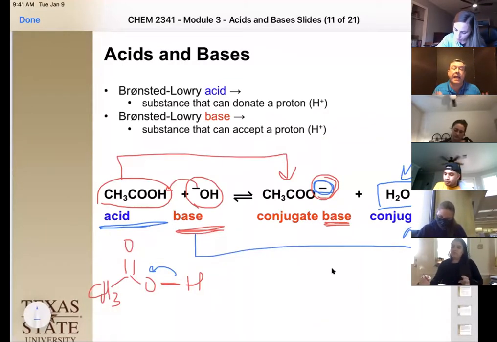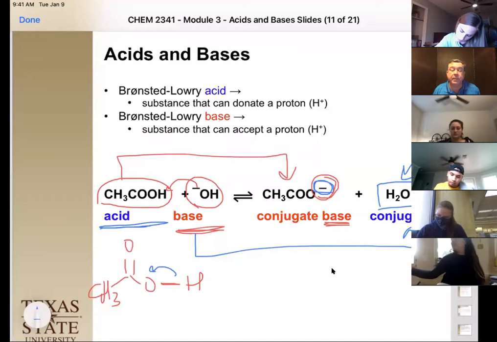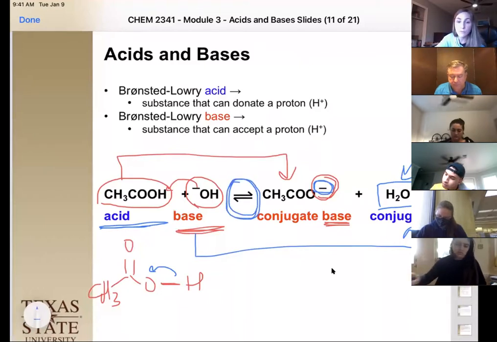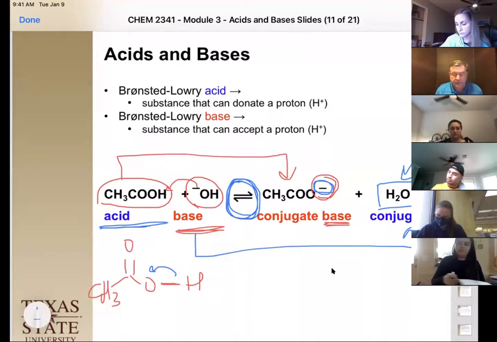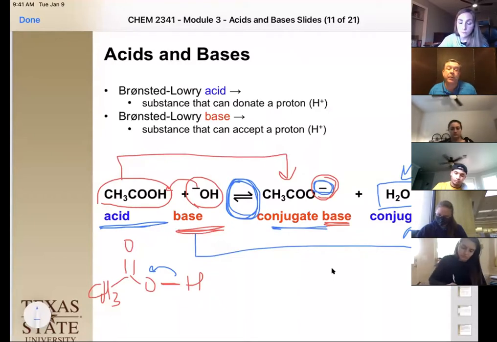This pairing, this acid conjugate base pairing and base conjugate acid pairing is very important for understanding our equilibrium between them right here. Okay, so Bronsted-Lowry acid is something that can donate a proton. Bronsted-Lowry base accepts a proton. When an acid donates a proton, it becomes a conjugate base. When a base accepts a proton, it becomes a conjugate acid.